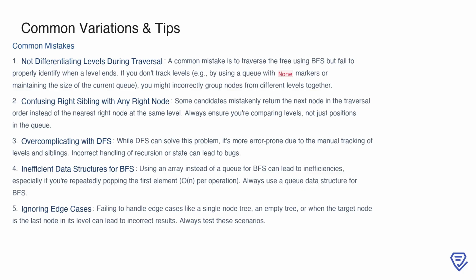Using inefficient data structures for BFS is another pitfall. For example, if you use an array and repeatedly pop the first element, it results in O(n) operations, which is inefficient. Instead, always use a queue for BFS.